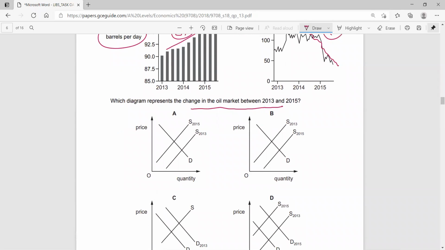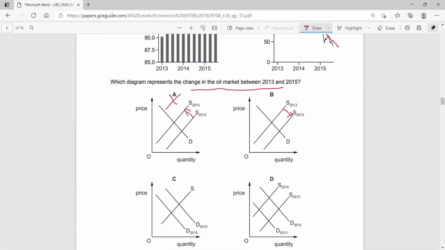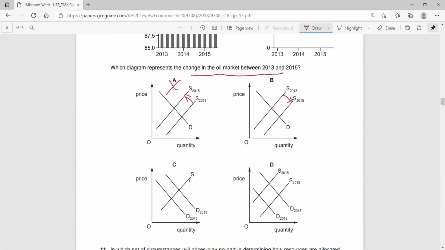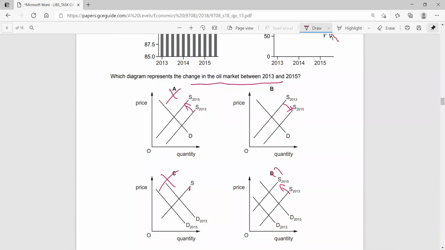Supply increases to the right. So this is a decrease, you can cross that out. This is an increase, that's good. In this, supply is not even changing, so you can cross that out. In this, supply is decreasing, so you can cross that out as well.